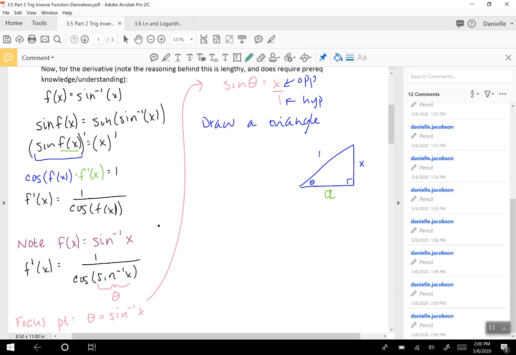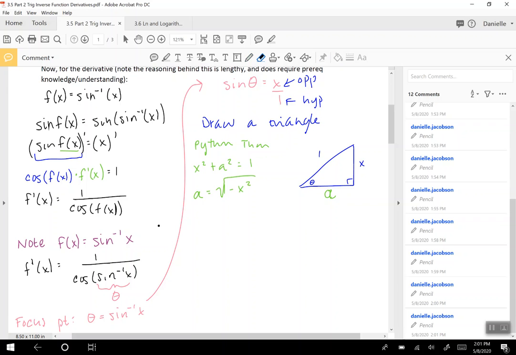I'll just call it a. All right, so by the Pythagorean theorem, what I have is x squared plus a squared is equivalent to 1 squared, which is really just 1. Solving for a because that's what I want, so I can get the cosine, I see that a is equivalent to the square root of 1 minus x squared, and to undo the squared, I would have had to take the square root.